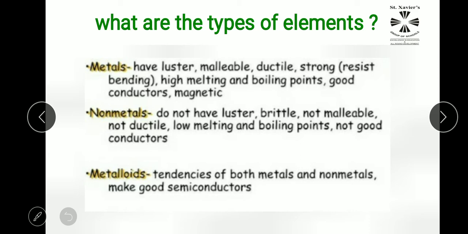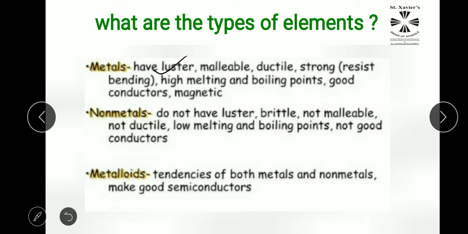When we see the second question, we are having the question, what are the types of elements? When we are talking about types of elements, we are having basically three types of elements: metals, non-metals, and metalloids. Metals, how will we come to know the given element is a metal? So there are some properties the metals have.